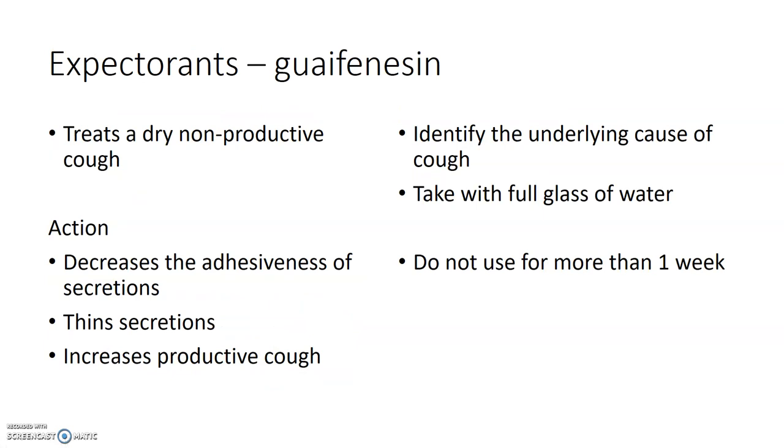A common expectorant is guaifenesin. It is used to treat a dry, non-productive cough. It helps decrease the adhesiveness of secretions, which results in them thinning, and you are now able to have a productive cough to get rid of the secretions. You need to identify the underlying cause of the cough. Therefore, again, if the patient has a cough for more than a week, they need to seek medical attention to find out the underlying cause.